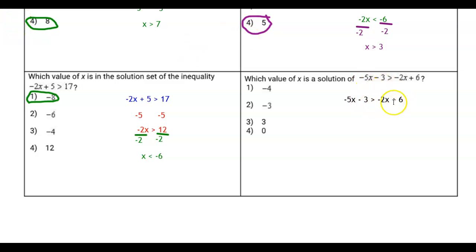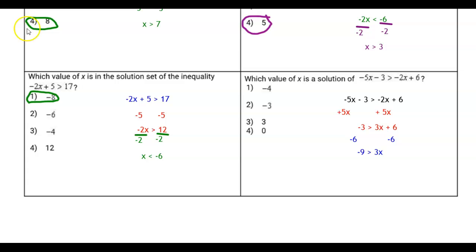My first step here is going to be to move the smaller variable term to the other side. So I got a -5x, that's smaller than -2x. I'm going to add 5x to both sides to eliminate this -5x. Don't lose track of that negative sign. I have -3 here, which means this is a -3. The -5x is gone, but the -3 remains. -2 plus 5 is 3, and 6 comes along for the ride. Now I'm going to isolate the x by getting rid of this 6 first, and then the 3. I get rid of plus 6 by subtracting 6.